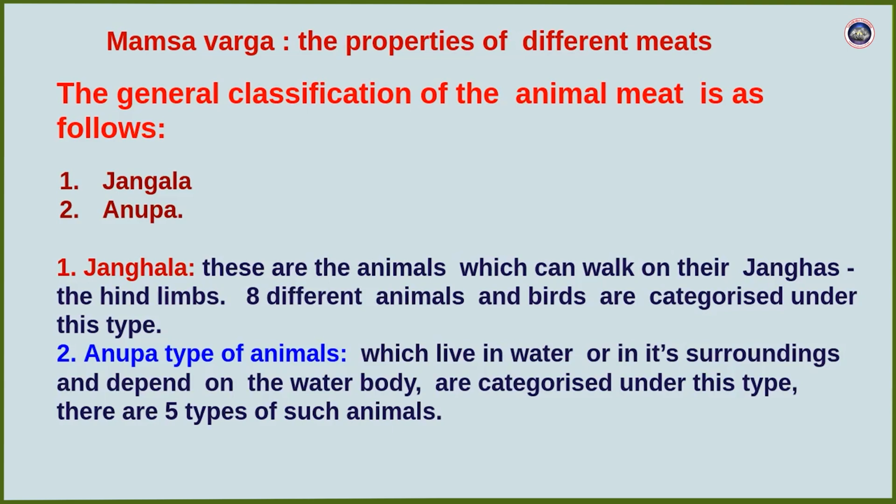of our food. So particularly there are two types. They are Jangala and Anupa. Jangala are those which walk on their pelvis or on their jangas, that means the hind limbs. So those are called Jangala. 8 different animals and birds are categorized under this type. Anupa means that which lives near the water bodies or in the water. So these are the Anupa Jati. There are 5 types of Anupa Jati animals.